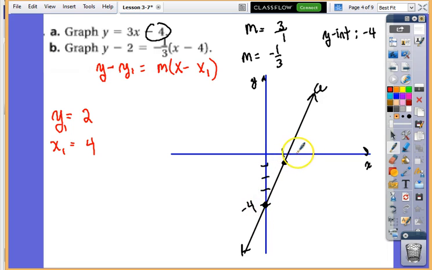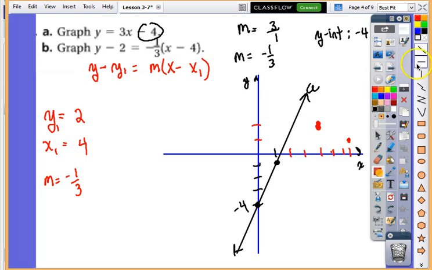So for this particular line, I'm going to start out at (4, 2). So I go over 4, 1, 2, 3, 4, and then I go up 2, 1, 2. This point lies on the line. And then the slope is negative 1/3, like we've already talked about. So that's my directions. So what do I do to do negative 1/3? Go down 1 and forward 3. So something that looks like that. And when I draw this line, it goes through those points.